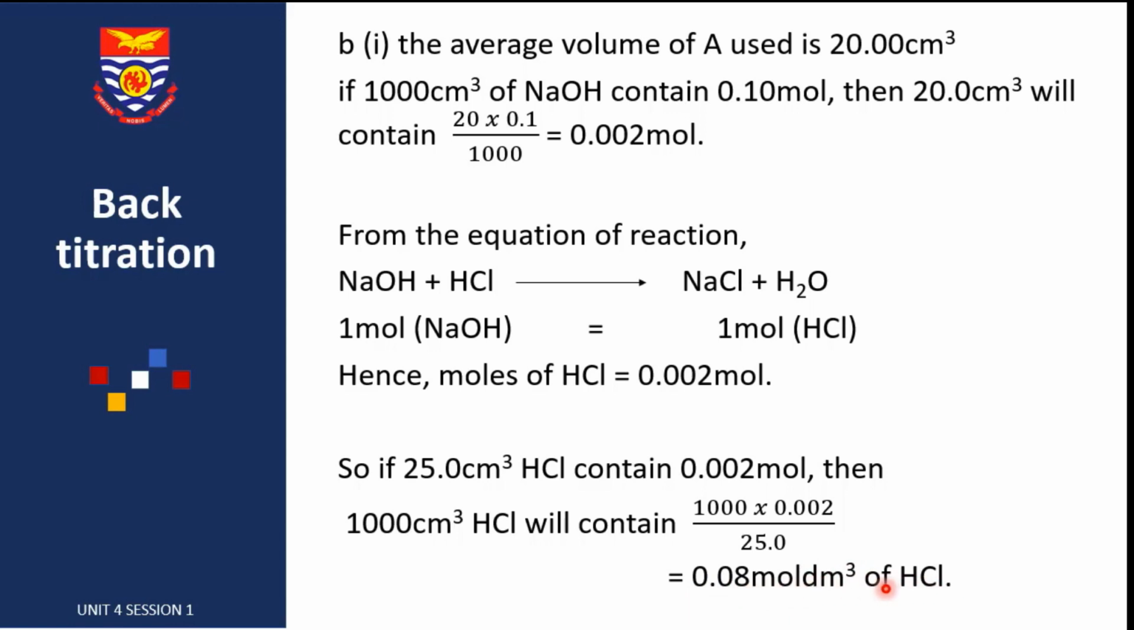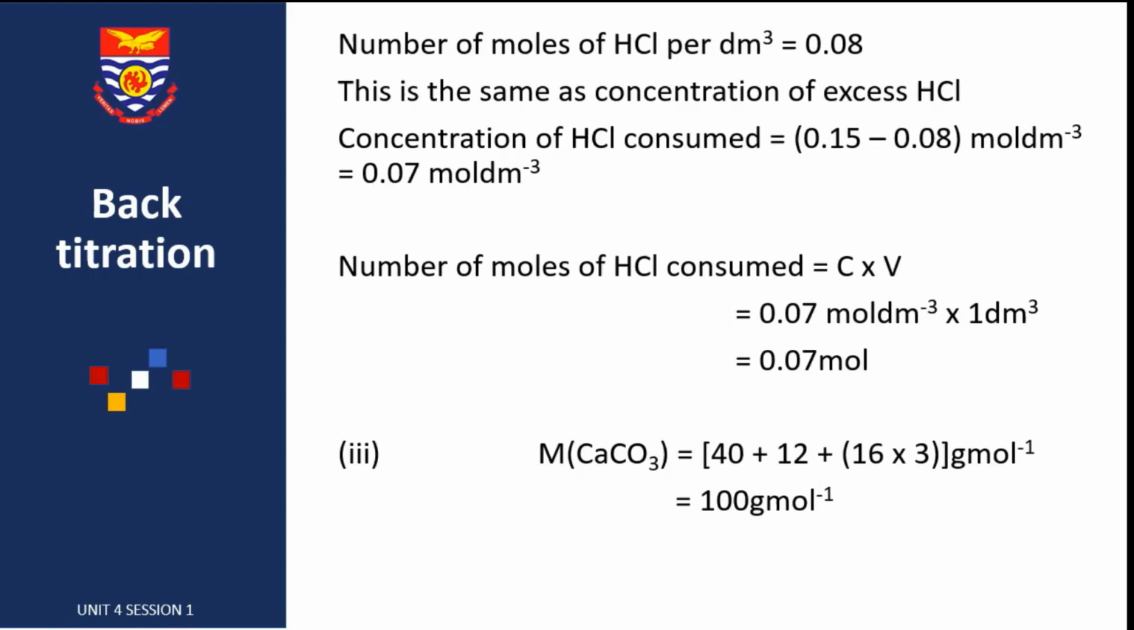We are done with that part. But can we draw any meaning from this? What we have here is the excess concentration. After the carbonate has taken some away, what was left is what came to react. So this is the excess. Now, the next step is to find the concentration of HCl that was consumed. Then from there, we can convert it to moles.